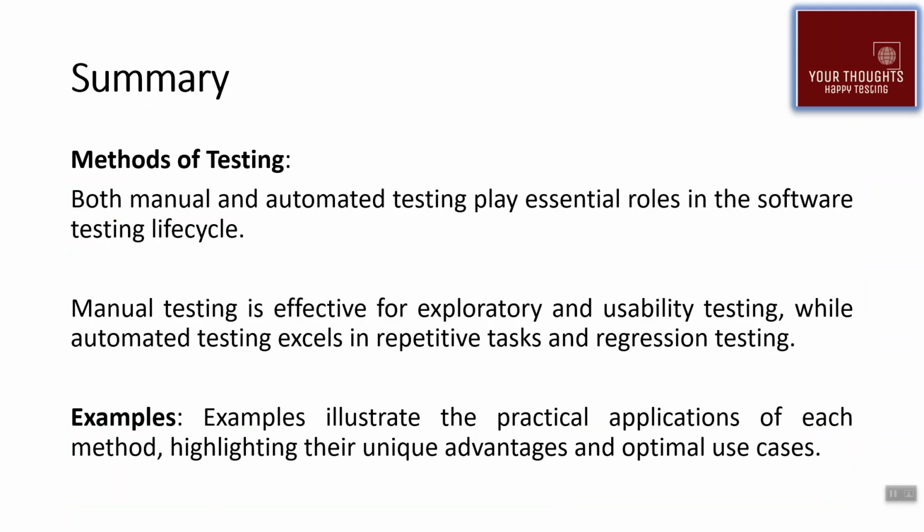So at the end of today's session, both automated and manual testing play an essential role in the testing cycle. Manual testing is effective for exploratory and usability testing, while automation is more beneficial for regression. Keeping all these things in mind, we can adopt and use our methods in our projects when we are doing testing. We have already discussed that the objective of both methods is to improve the quality of the product.